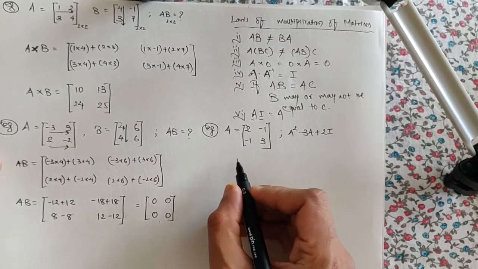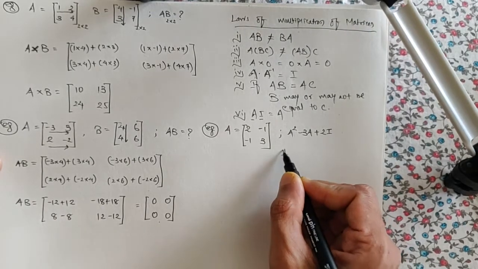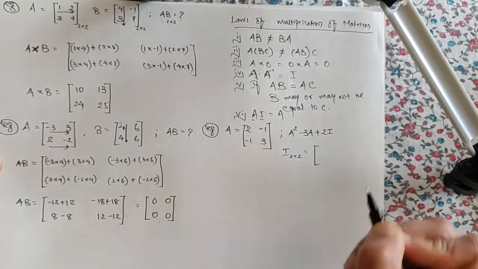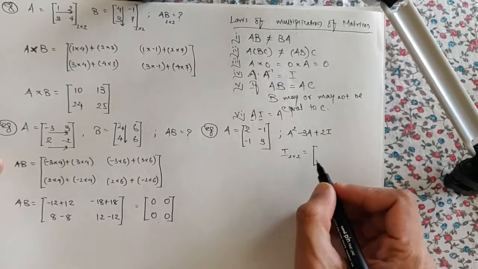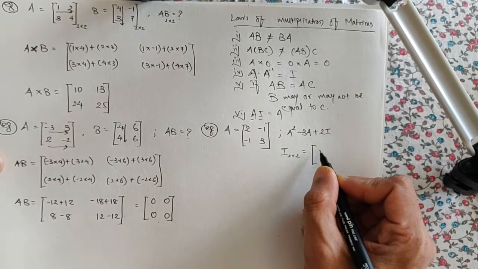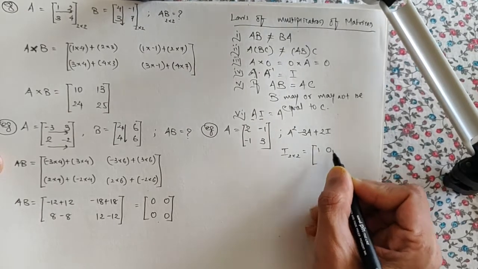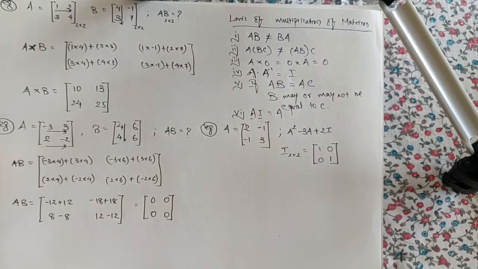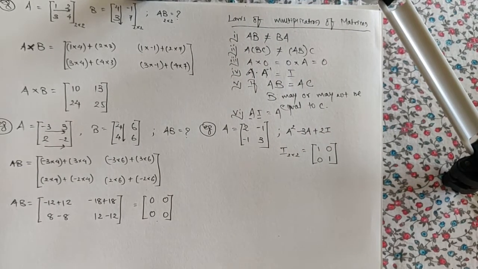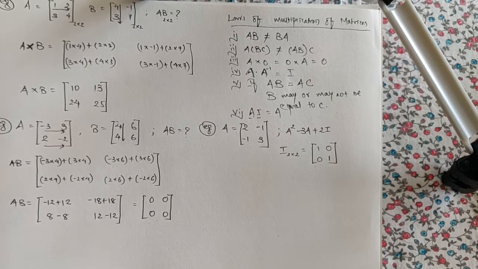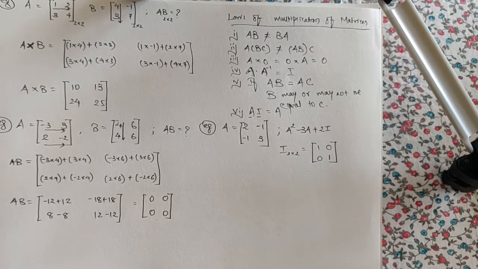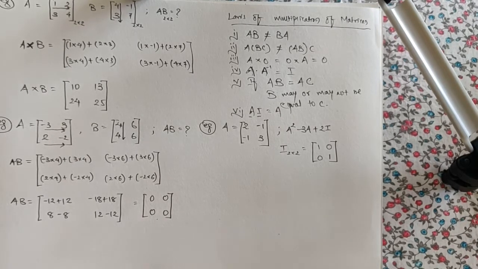A unit matrix of order 2, that is I 2 by 2, is nothing but a square matrix in which the leading diagonal is 1. So 1 0 0 1. All the elements except the leading diagonals are zero. So you have to find the value of A square minus 3A plus 2I. Let's do it all separately.